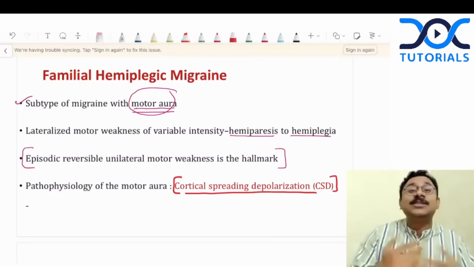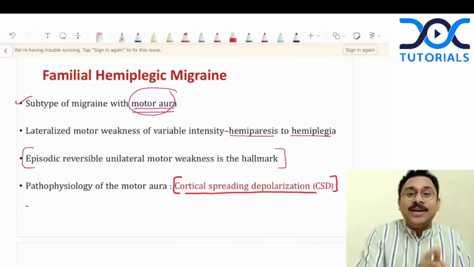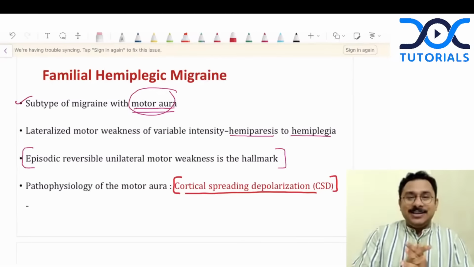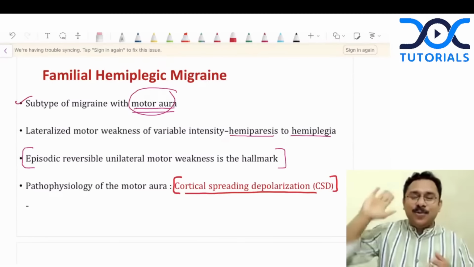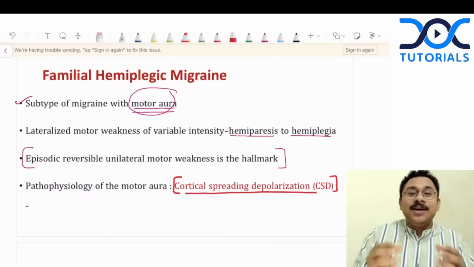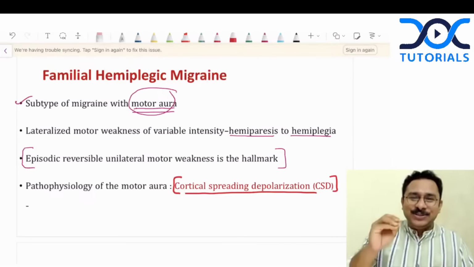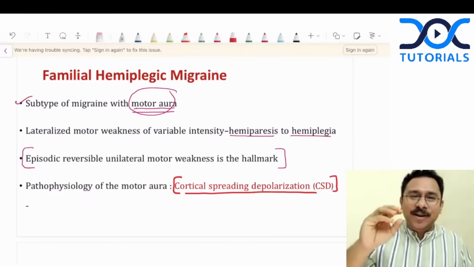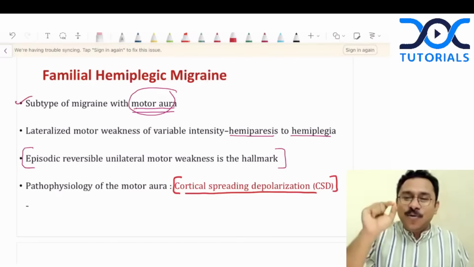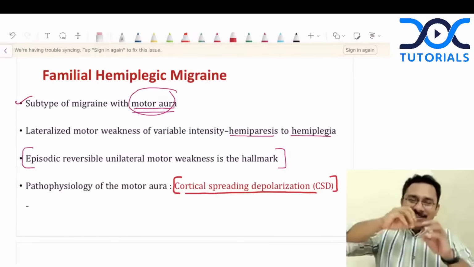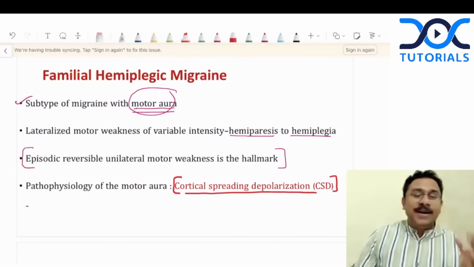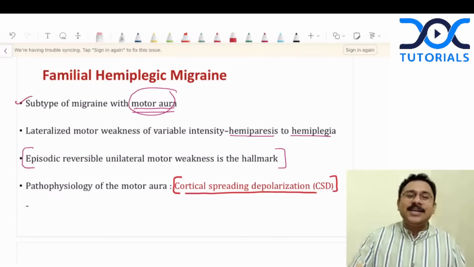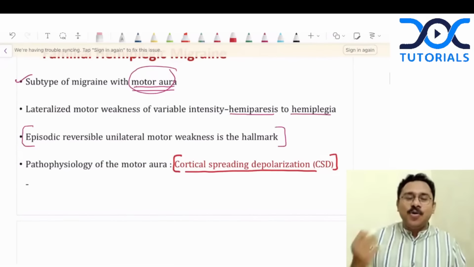Expected MCQ. What is the mechanism of aura? Cortical spreading depolarization. Don't write about, say, vasoconstriction. That is old theory. Okay. Current theory is cortical spreading depolarization. So just like that, if that depolarization occurs in the motor cortex, that is, just imagine through the motor cortex, there is some sort of depolarization that is spreading. You will get weakness. And that is the reason for this hemiplegia, motor aura.